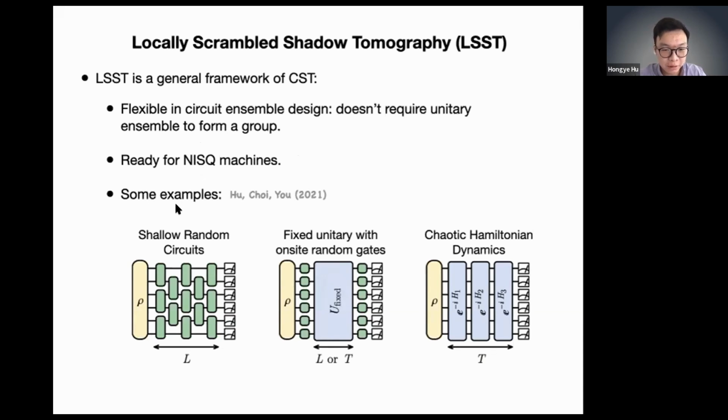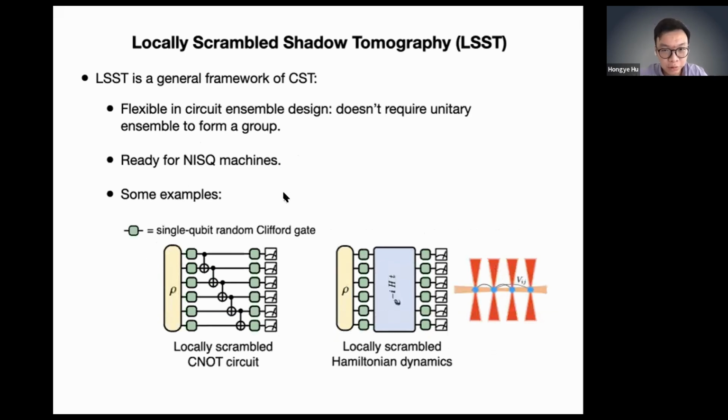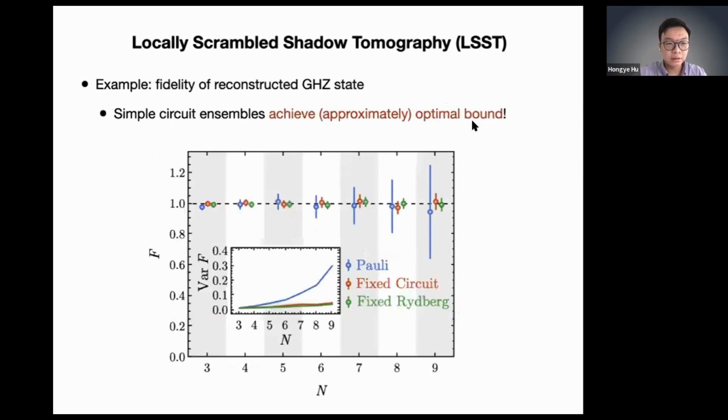Some examples include the shallow random circuits, fixed unitary circuits with random gates, and some chaotic dynamics. So here I just want to show you two examples where the classical shadow tomography was previously impossible. One is a locally scrambled CNOT circuit, and the other one is a locally scrambled Rydberg dynamics by a fixed Hamiltonian. So in our preliminary results here, we have shown the sample complexity of those two examples already achieve approximately optimal bound.